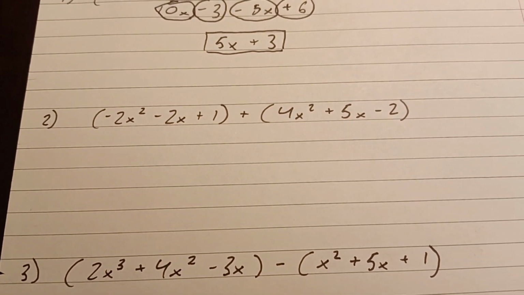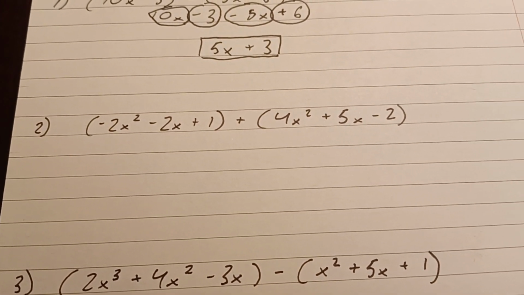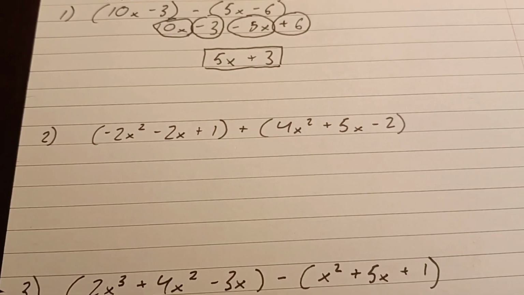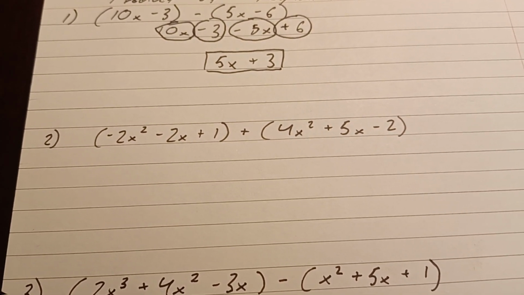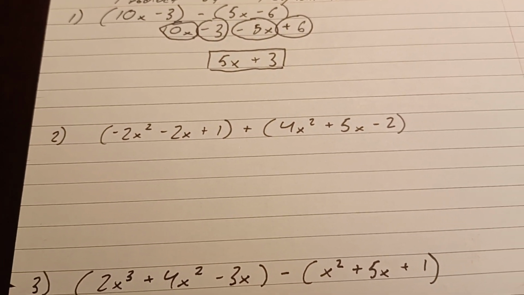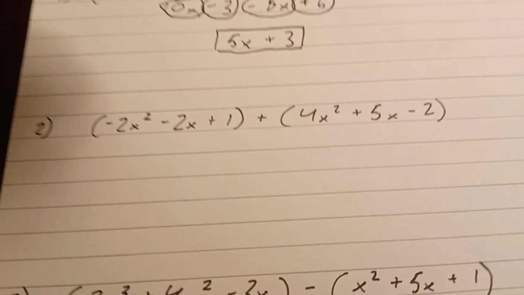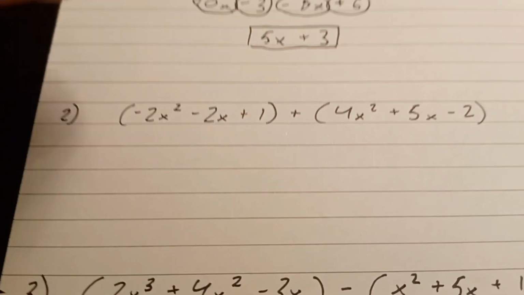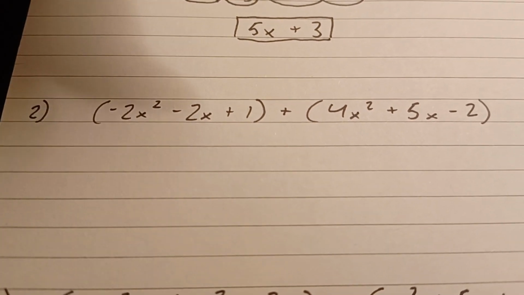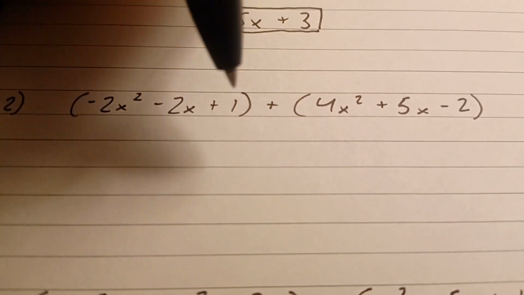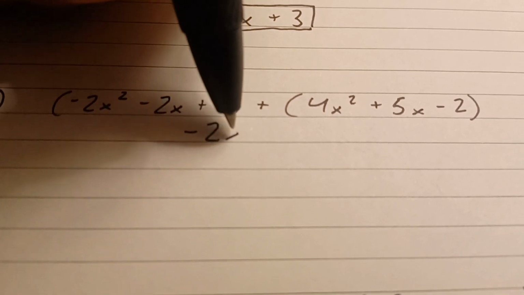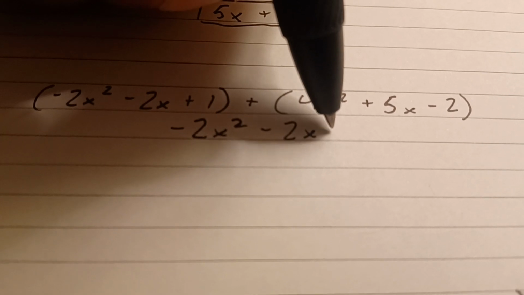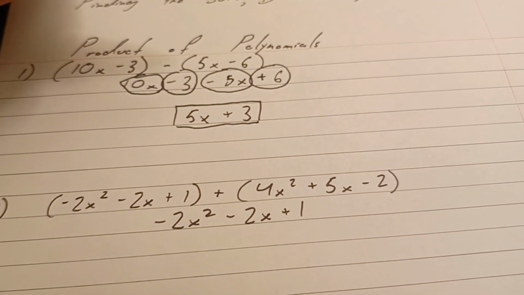We have parentheses negative 2x squared minus 2x plus 1, close parentheses, plus parentheses 4x squared plus 5x minus 2, close parentheses. Yep, that's a plus, by the way. So how do we do this? Again, let's list this polynomial that we have here. Each term, negative 2x squared minus 2x plus 1, right?